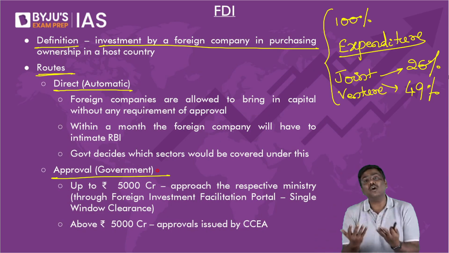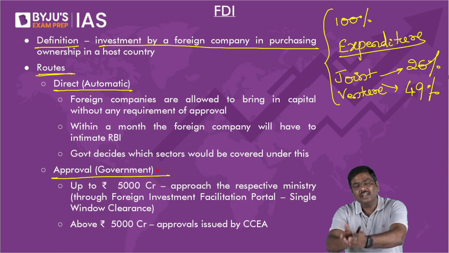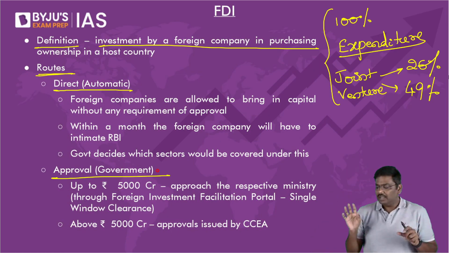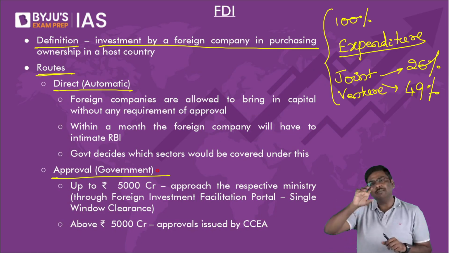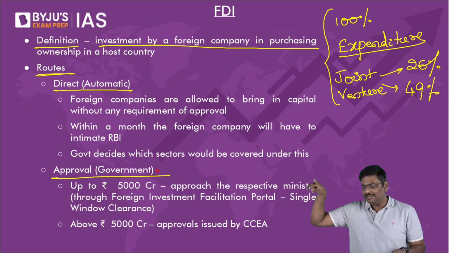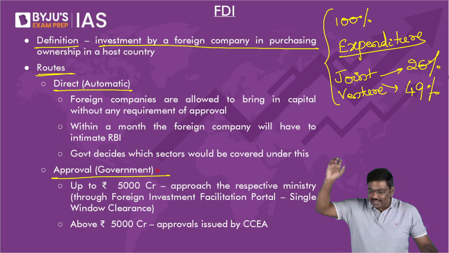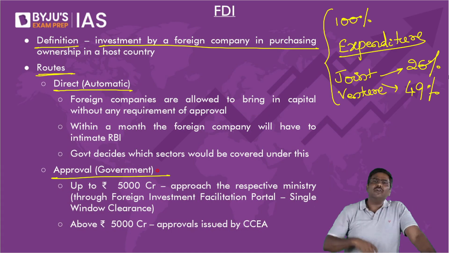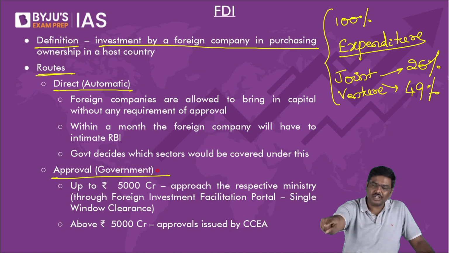Now, the question is, what do you mean by government route? Simple. Government route means before you invest in India, you will have to take permission from the government. You will have to take approval from the government. For example, imagine a Chinese company. All of you will agree when I say China is India's neighboring country. If a Chinese company wants to invest in India, whether in sector A, B, C, D, it doesn't matter. They will have to apply for approval from the government, and the government will give the approval. Then they will be allowed to invest in India.